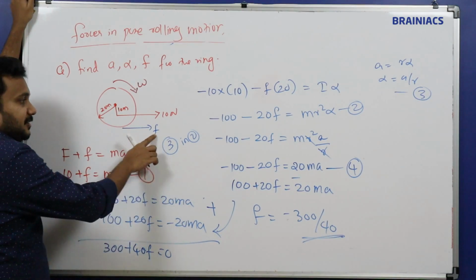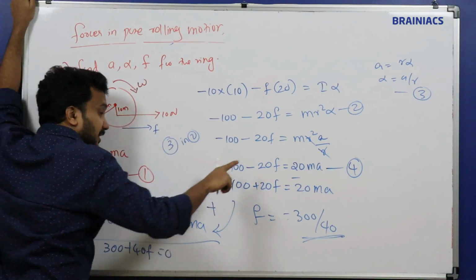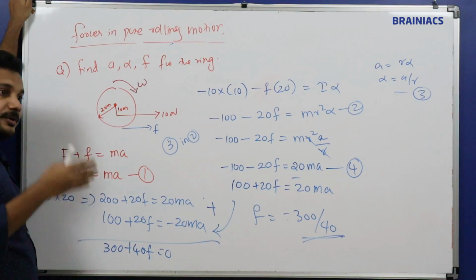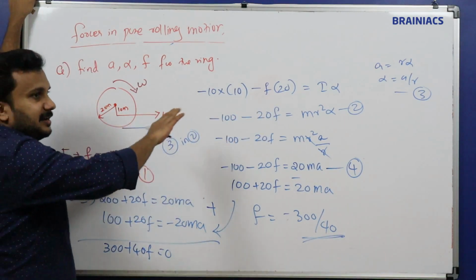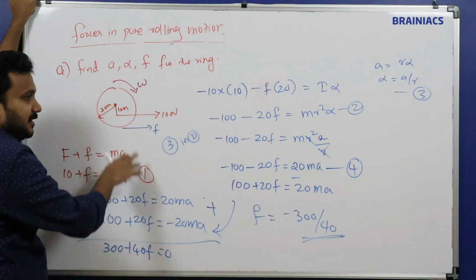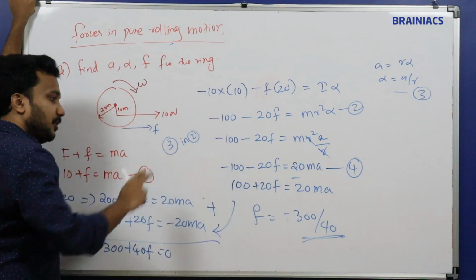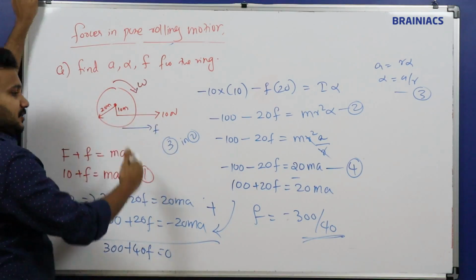Minus indicates the direction is not the same as the one you assumed; it is opposite. That's all. You can assume any direction blindly. In rolling motion, this is a standard direction you have learned. Now in this case, the question is saying your assumption is wrong because you got a negative value, so it is in the opposite direction.